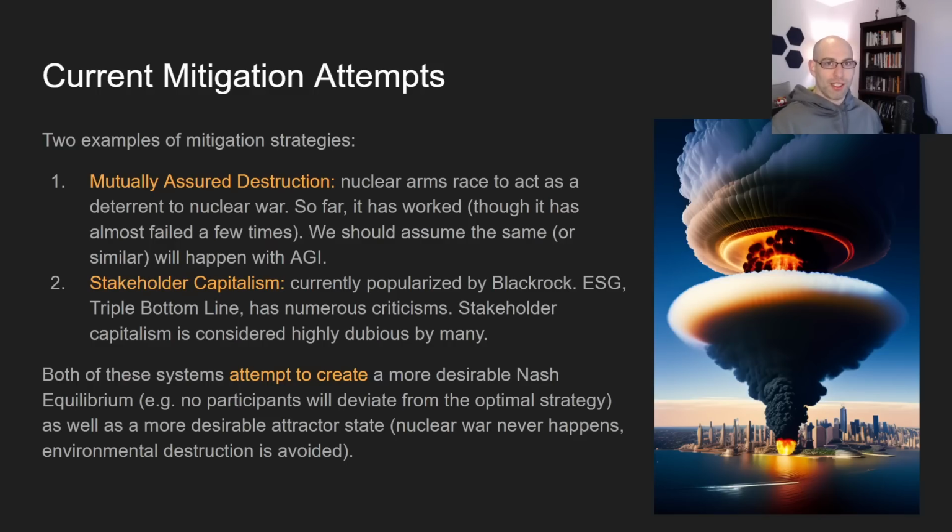But all of these are broadly types of stakeholder capitalism. So both of these doctrines or ideas attempt to create a more desirable Nash equilibrium. So in the case of mutually assured destruction, the equilibrium is we will maintain a nuclear arsenal, but we won't use it. That is the optimal strategy. In the case of stakeholder capitalism, the idea is we will adopt a broad array of behaviors that mean that we don't abuse employees, suppliers, or the environment while still making profit.